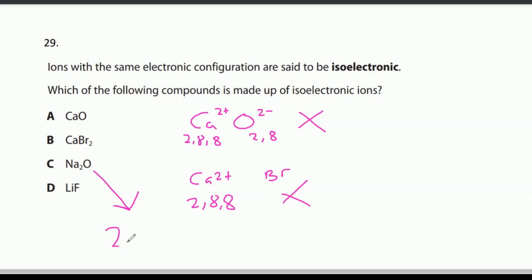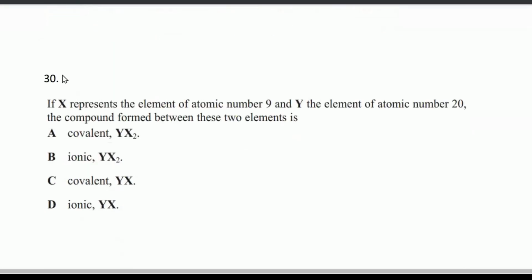And then you can see here, we don't have to do bromine. It's got loads of electrons, so it's definitely not those two. What about sodium and oxygen? Well, a sodium ion is 2,8 and an oxide ion is 2,8. So those, letter C, is the correct answer. They both have the same electronic configuration.